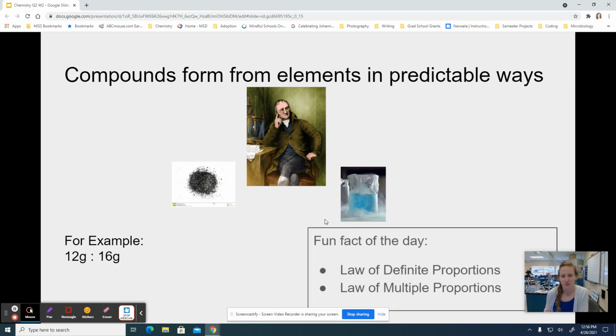Okay, so the laws that he wrote were called the law of definite proportions and the law of multiple proportions. I've basically described them to you. If you want to know more about them, you can read about them in 9.5. The section in 9.5 is actually super short.